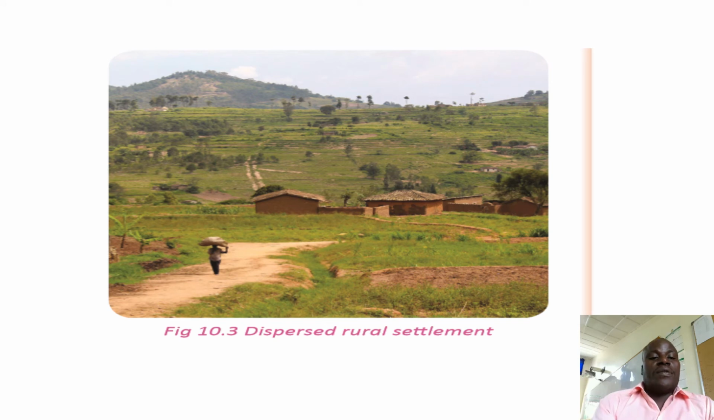This photograph here tries to illustrate how a scattered settlement looks like. You see from one household to another there is a long distance, or you cannot be able to see the next settlement.